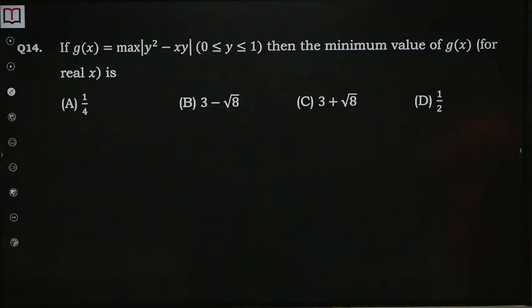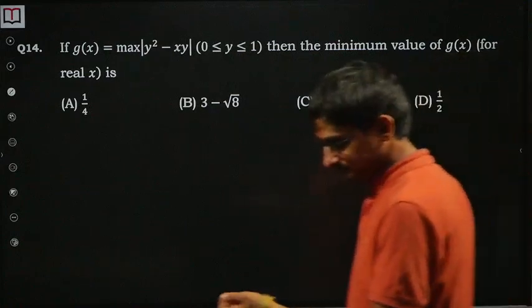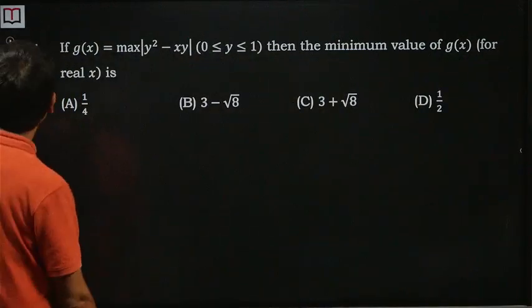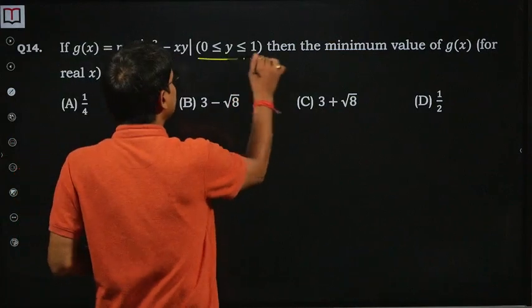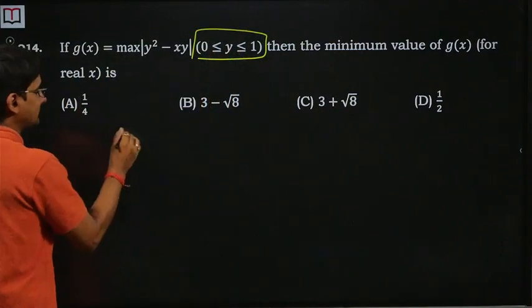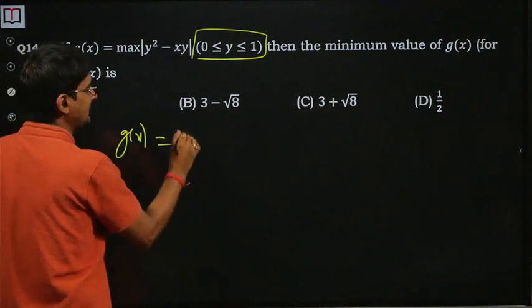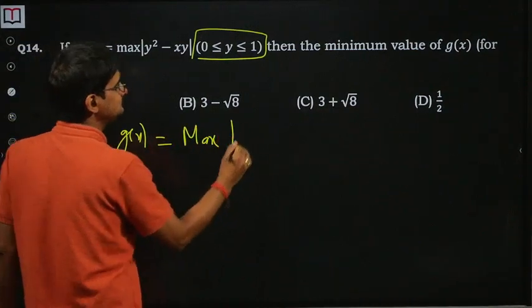See, we have to write it as a function of x. As a function of x. y is between 0 to 1. So to come out of any confusion, I replace y by t.